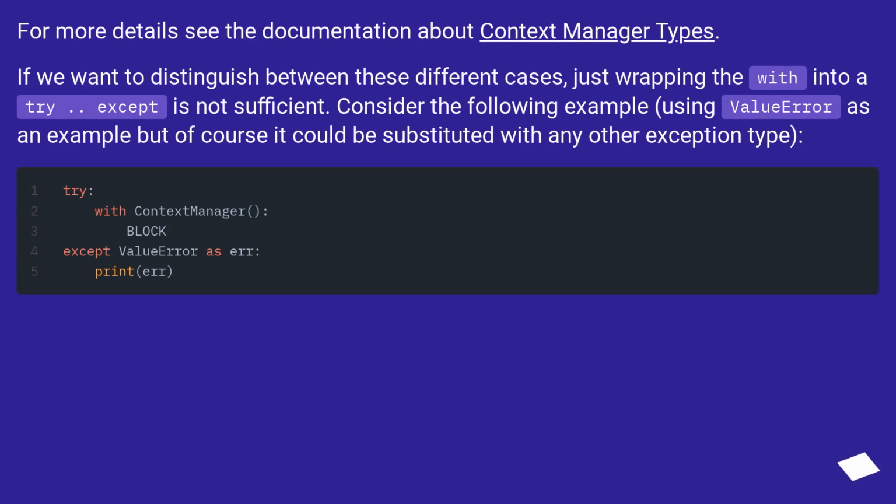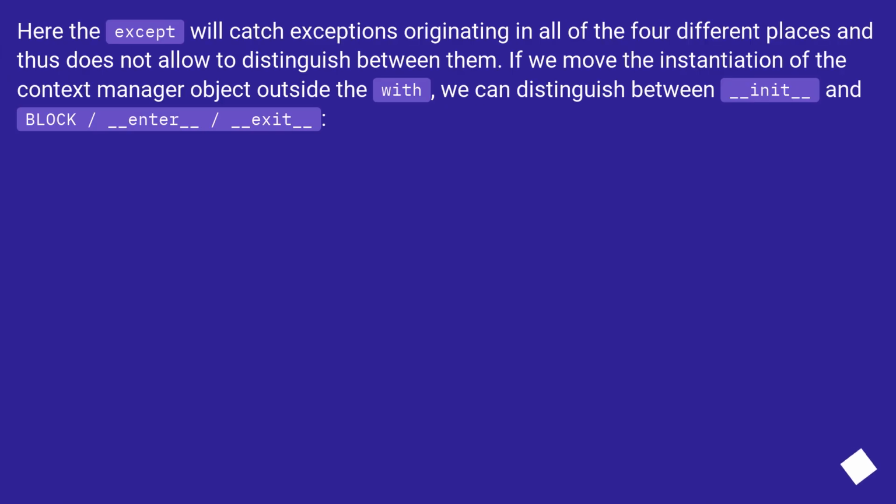If we want to distinguish between these different cases, just wrapping the with into a try/except is not sufficient. Consider the following example, using ValueError as an example, but of course it could be substituted with any other exception type. Here the except will catch exceptions originating in all of the 4 different places and thus does not allow to distinguish between them.